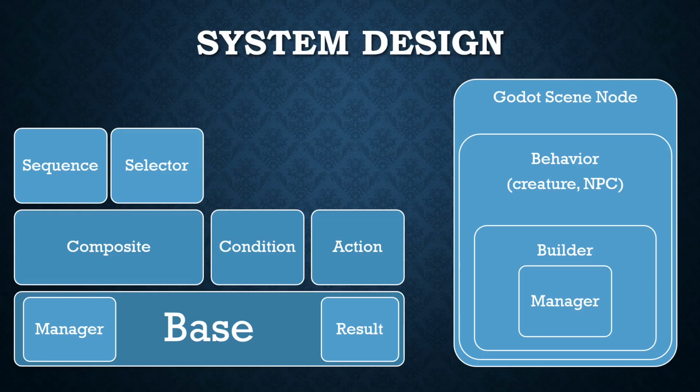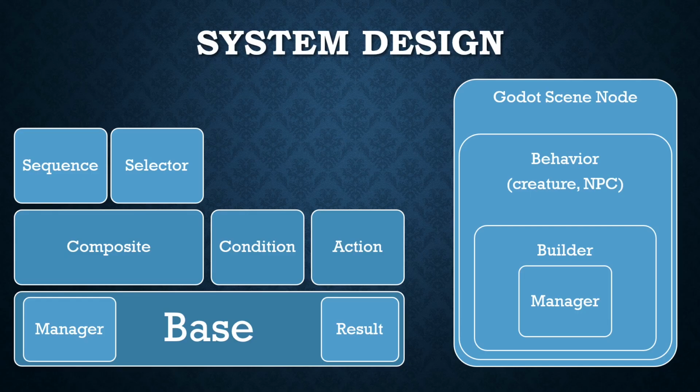This is the system design. On the left, you have a collection of classes that make up the core behavior tree system itself. On the right, we have other classes that make up how I'm implementing them in my game. And I want to step through each one of the components on the left, and we'll see how it all ties together on the right.